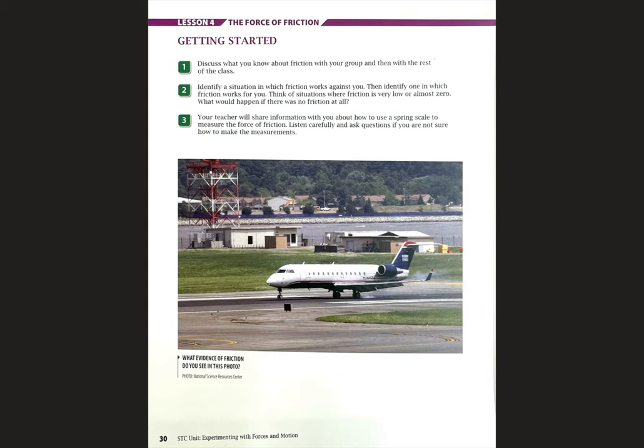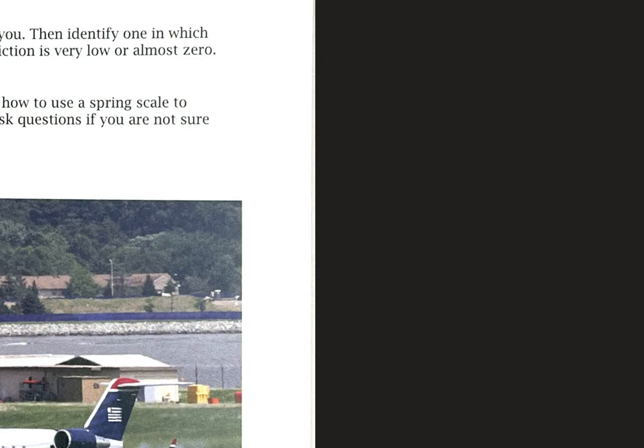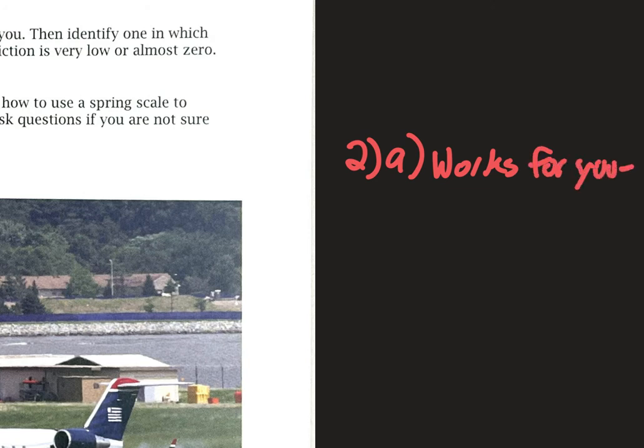So in your science notebook for number 2, which you've already set up, we're going to break this down so it's not confusing as to what I'm expecting you to do. So let's zoom in right here. I'll take it back out in a second. Number 2, A, describe a situation where friction works for you, and you should already have this set up in your notebook. So fill in the blank after it.